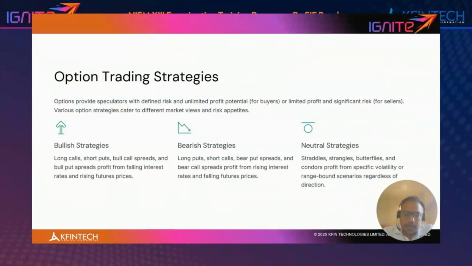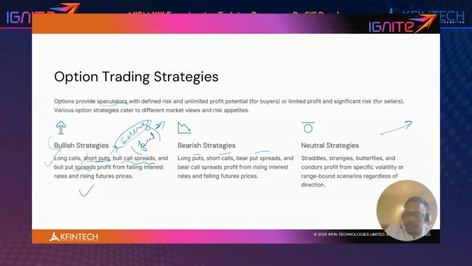So what are the option trading strategies that a speculator will enter into? If he is bullish, he will go long a call, or he will short the put. Put itself means bearish, so if he is selling a put, that means he is bullish. Then there are bull call spreads and bull put spreads. We'll see what these spreads are. Bearish will be the opposite: long puts, short calls, bear put spreads.